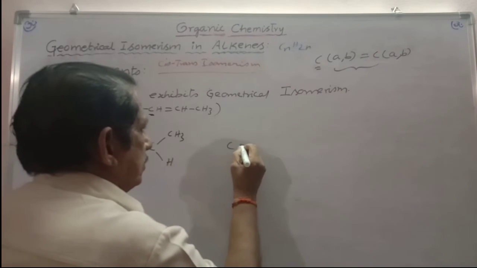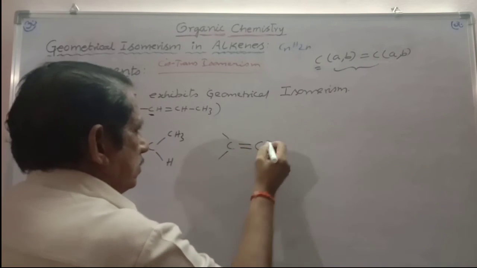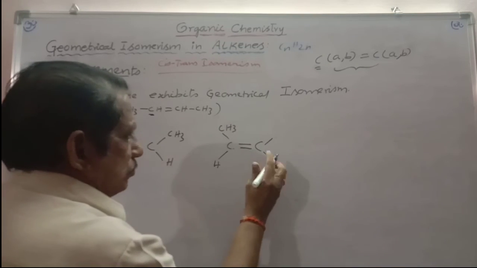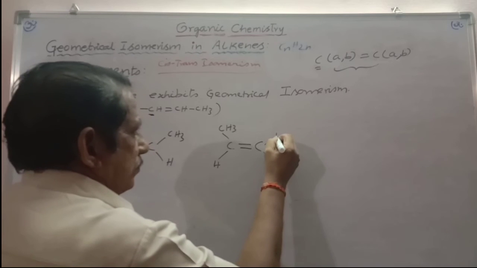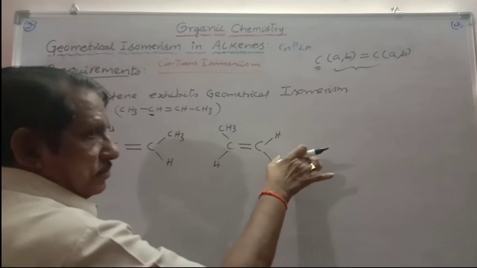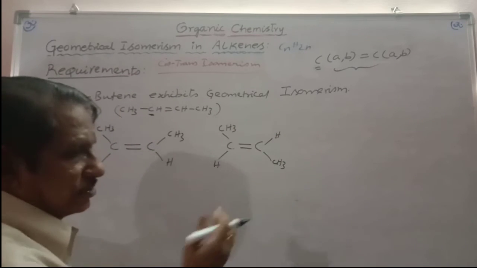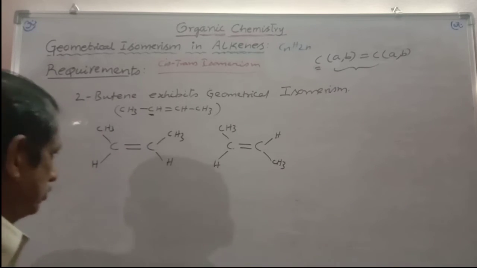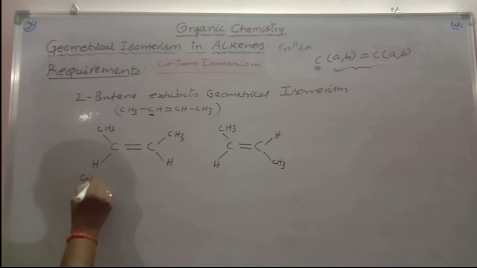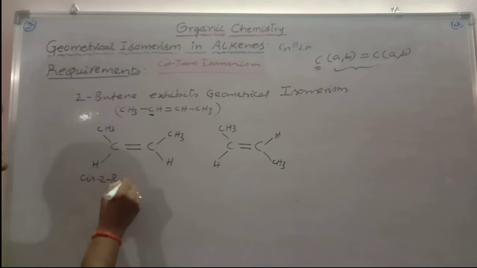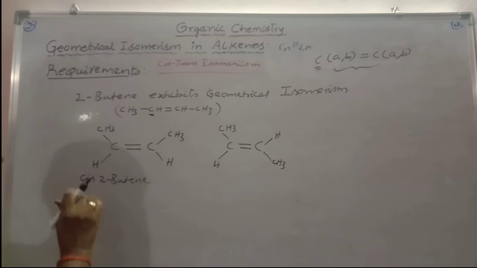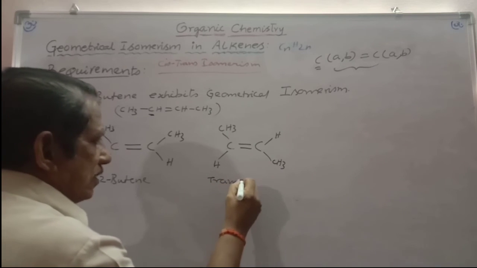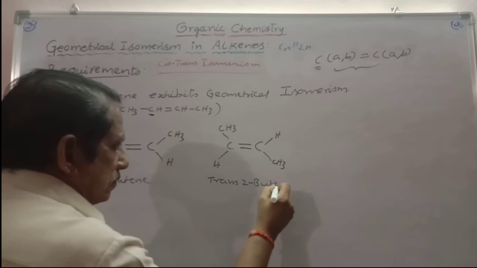Similarly, you can write here C, CH3, H, CH3 on the opposite side, which becomes trans. So to this plane, the similar groups are lying on opposite sides, and so this is what you call trans. So the first one is cis 2-butene. The second one is trans 2-butene.